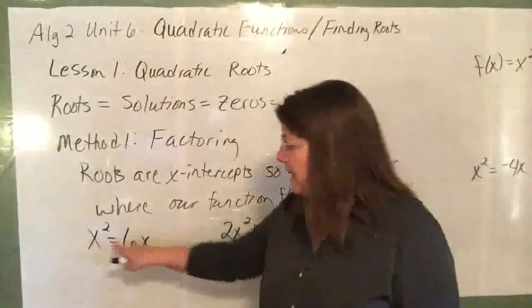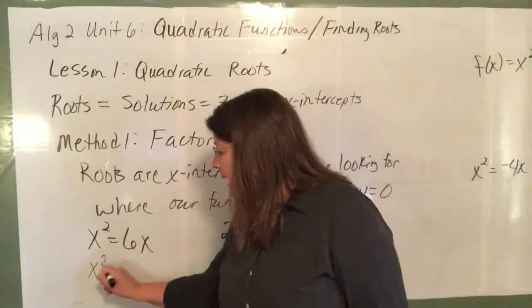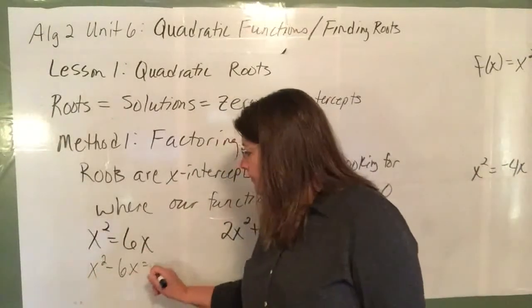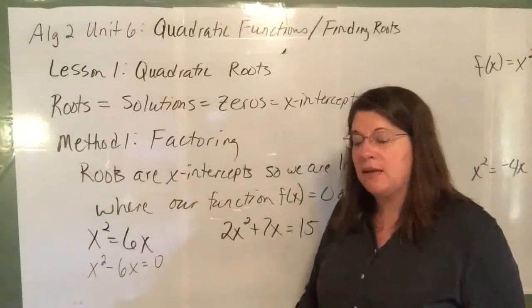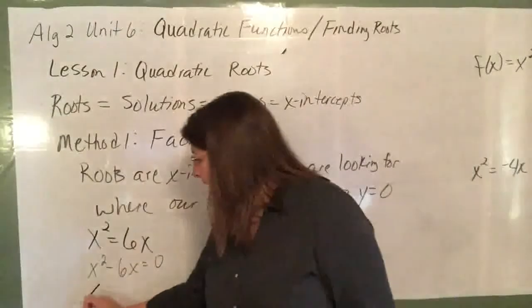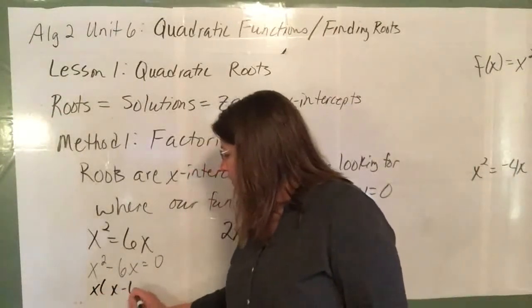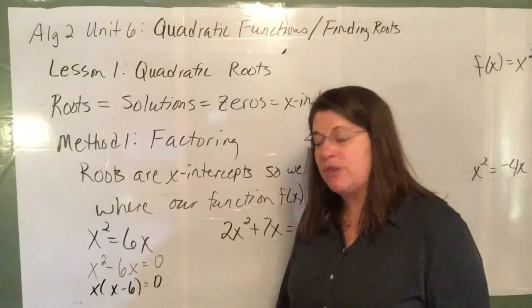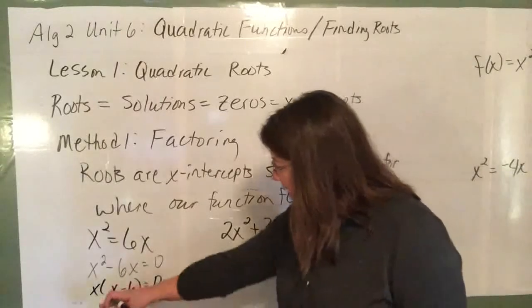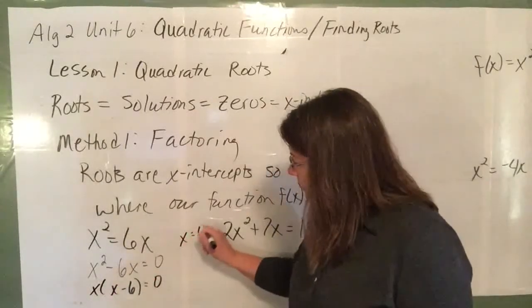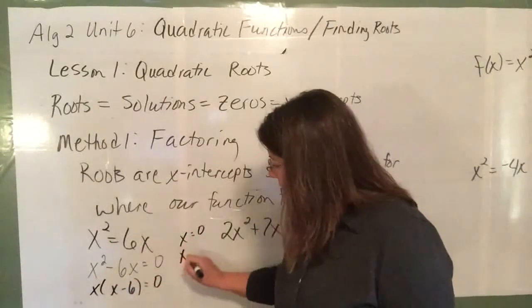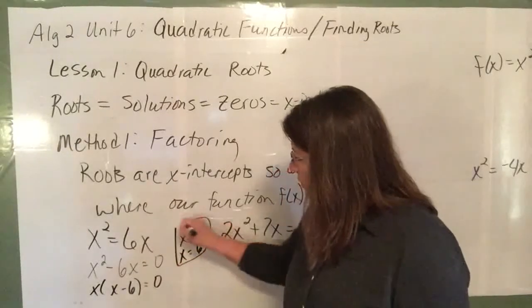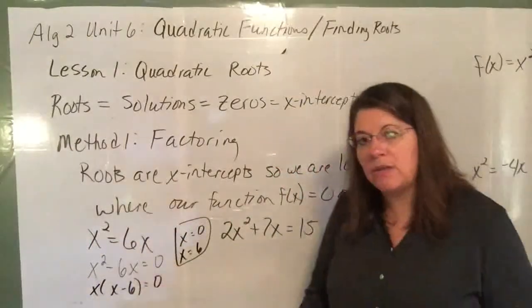In order to do that here, I'm going to subtract the 6x over. And then that's a very easy factoring problem. I'm going to take out an x. That leaves me with x minus 6. And then if I set each of those factors equal to 0, I have x equals 0, and I have x equals 6. So my two roots for that function are x equals 0 and x equals 6.